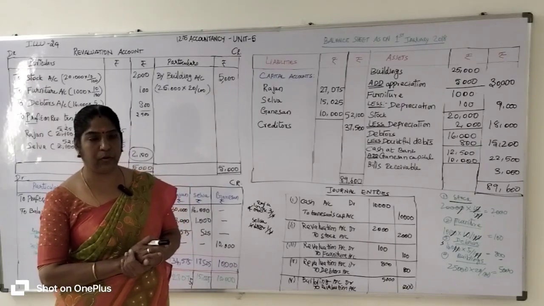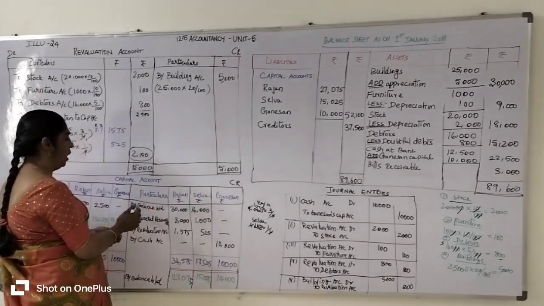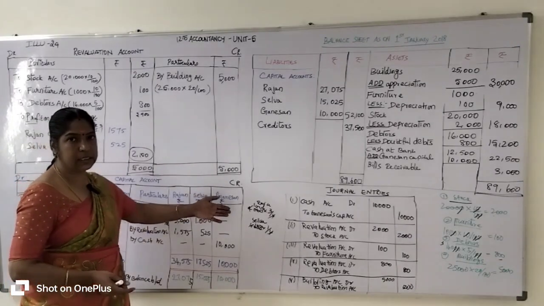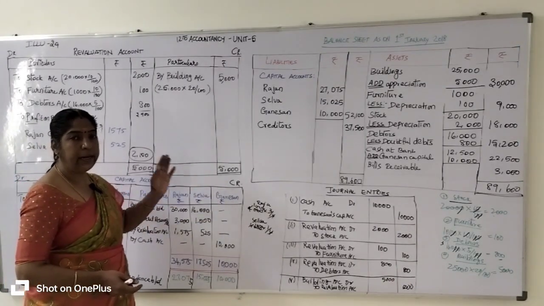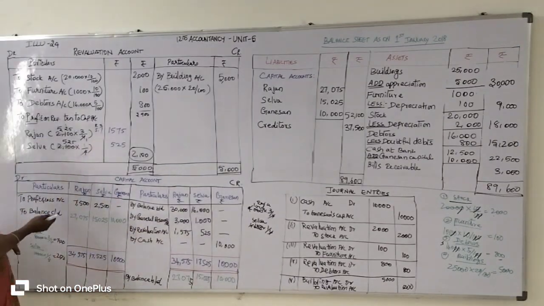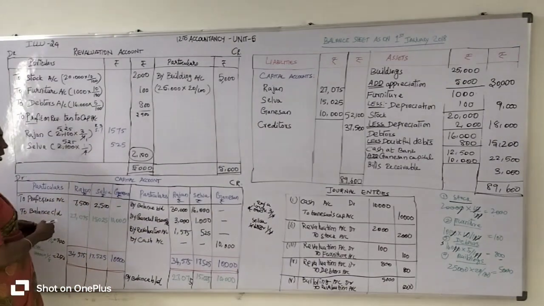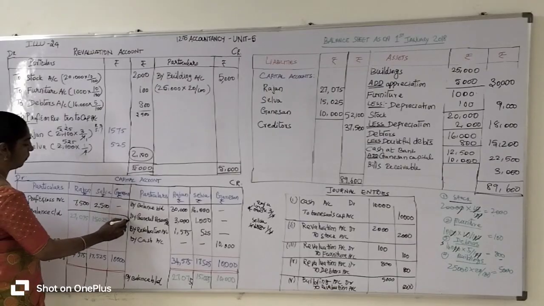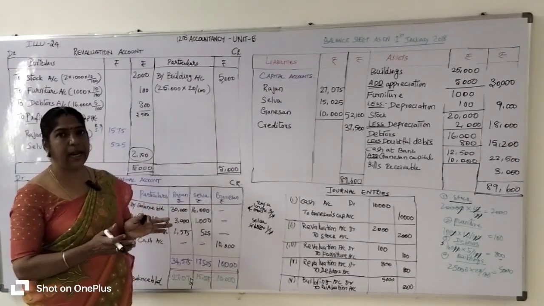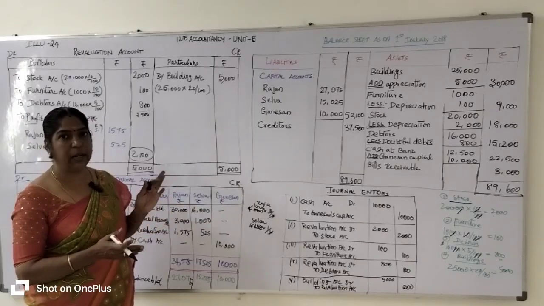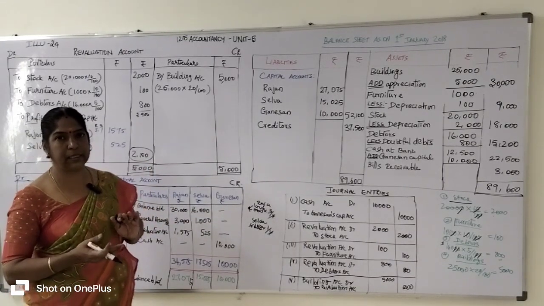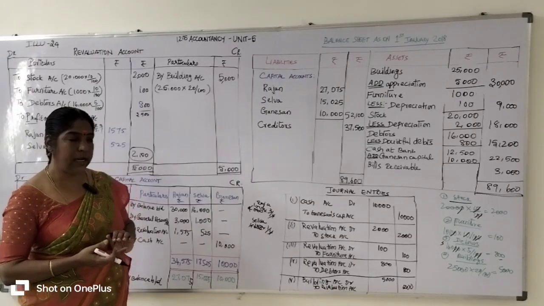Closing balancing figure. Okay, so listen carefully. If you have the opening balance on credit side, you will get the closing balance on debit side. So as per the format, we are going to find out the closing balance on debit side. Which side we have the higher value, that side we have the balancing figure. As per the format, debit side we have the lesser value. So we need to find out the closing balancing figure on debit side.